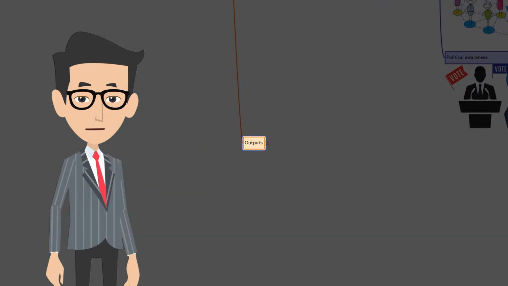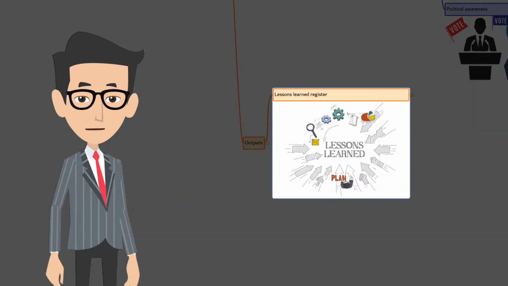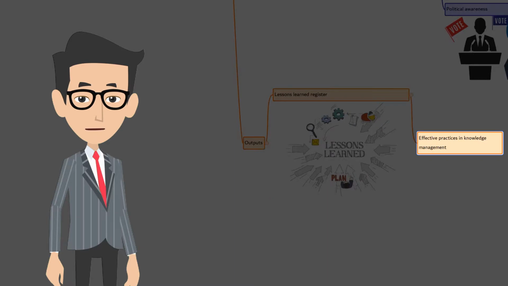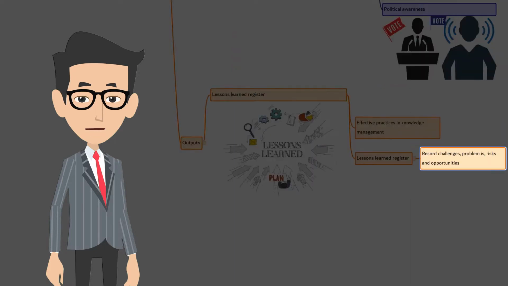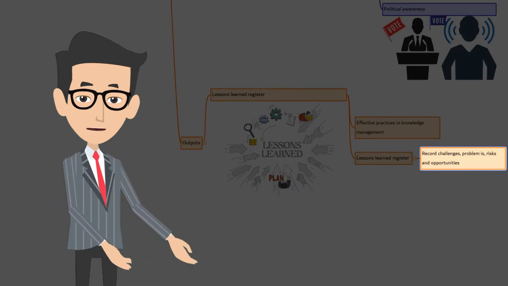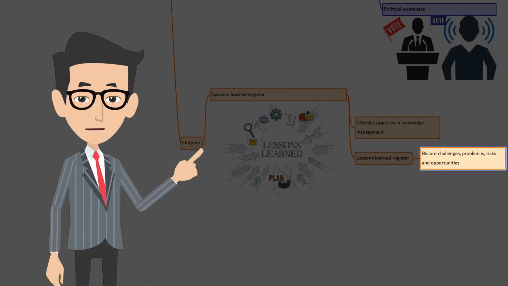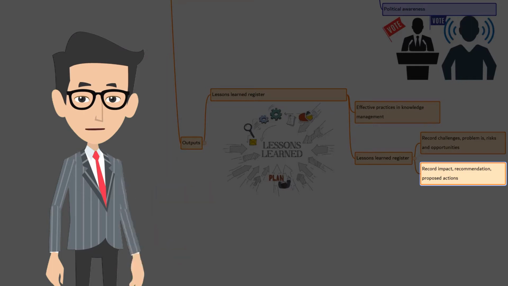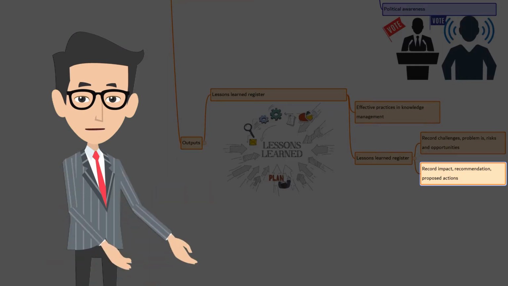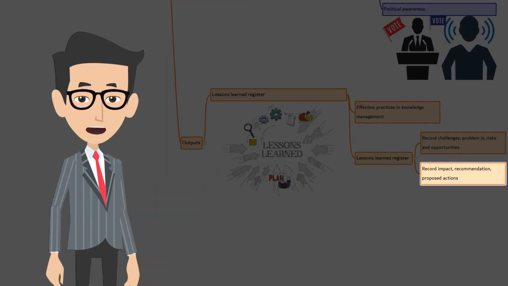Let's move to outputs. First, lessons learned register. At a high level, the lessons learned register provides information on effective practices in knowledge management. Let's look at what goes into the lessons learned register. The lessons learned register may record challenges, problems, realized risks and opportunities, or other content as appropriate. The lessons learned register may also include the impact, recommendation, and proposed actions associated with the situation and category.